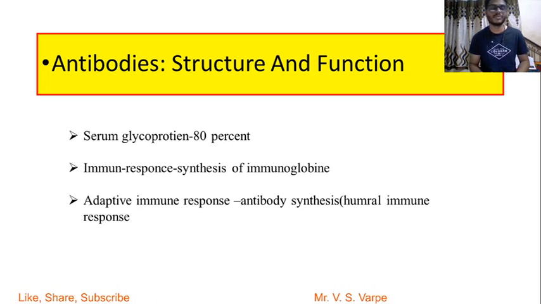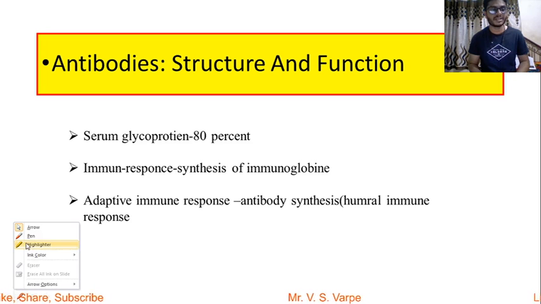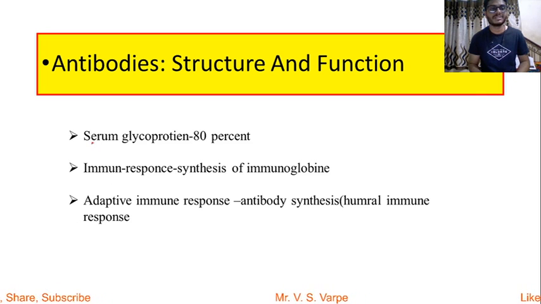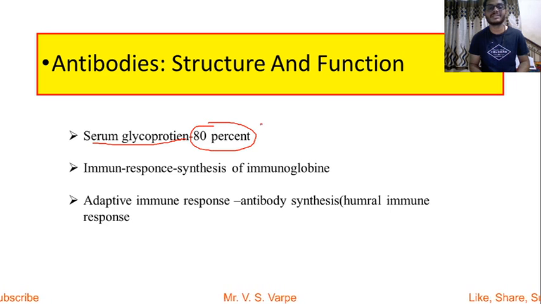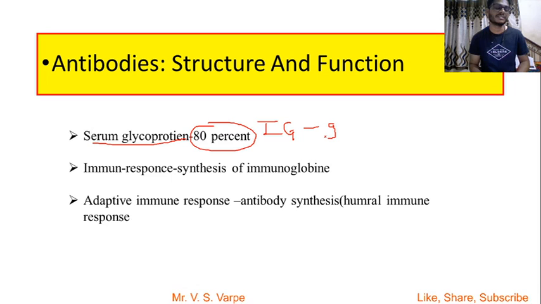In this video lecture, we are going to start antibodies, their structures and functions. Normally inside the human body, antibodies are present in the form of serum, and this serum is made of serum glycoproteins. Near about 80% of the serum glycoproteins is IgG antibody. IgG antibodies also play a major role in the immune response.